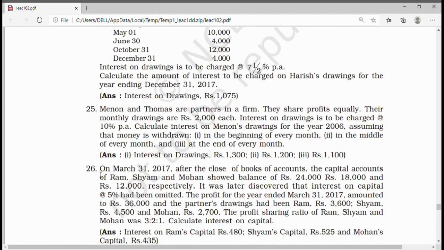When you are solving question number 26, be careful, because here the capital accounts are given at the end of the year. To calculate interest on capital, we know we calculate it on the opening balance of capital. We have to first find out the opening balance of capital. I'm not telling you how to calculate that opening balance. First you try, and then I will share with you how to calculate it. I hope you can do it easily.